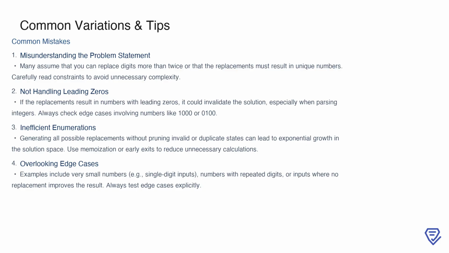Additionally, inefficient enumeration can be a significant challenge. Generating all possible replacements without eliminating duplicates or invalid states can lead to exponential growth in the solution space. Using techniques like memoization or breaking early when unnecessary calculations are identified can save a lot of time.